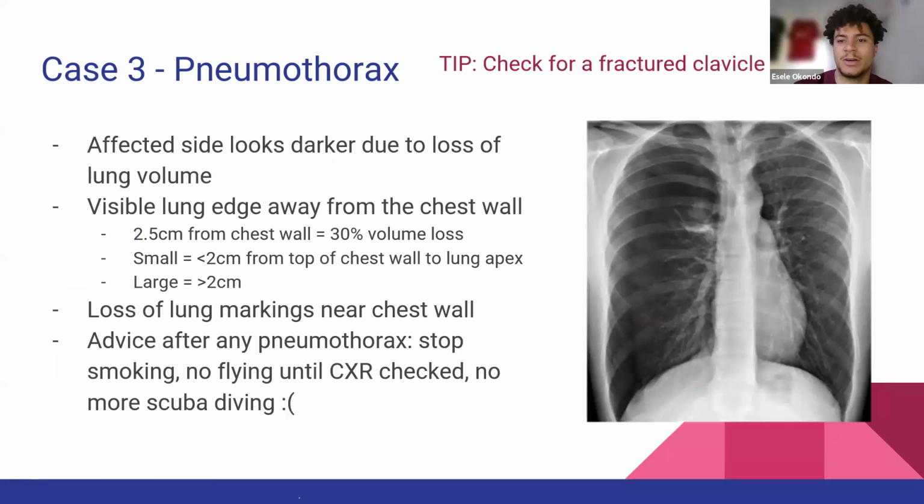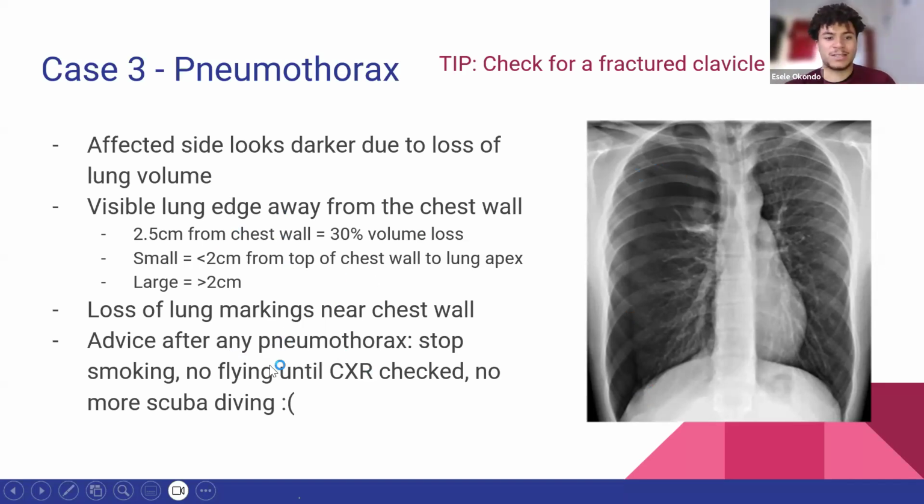It's always something to be suspicious of. Tension pneumothorax specifically is a clinical emergency. You will see the affected side being darker due to loss of lung volume. So here we have a right-sided pneumothorax, and I'd argue you can see that the lung markings are peeled away from the chest wall, and you have this visible edge away from the lung. There's some numbers here which you don't need to know, but just out of interest, to differentiate a small versus a large pneumothorax.